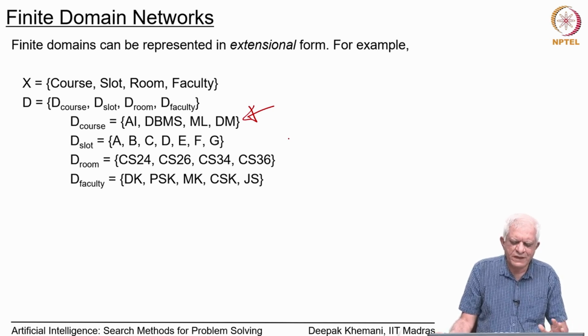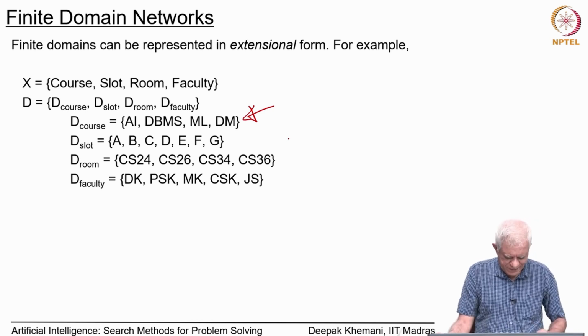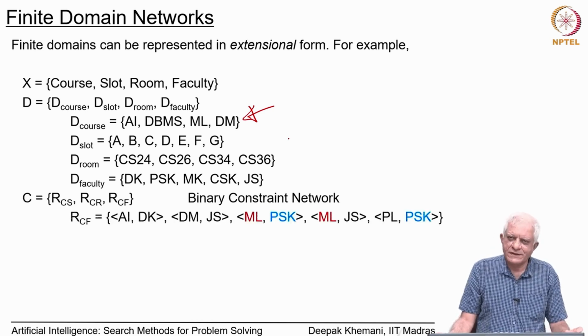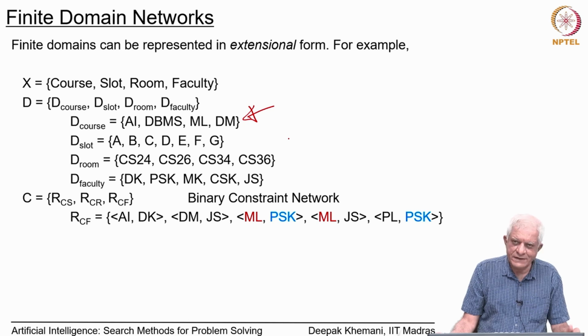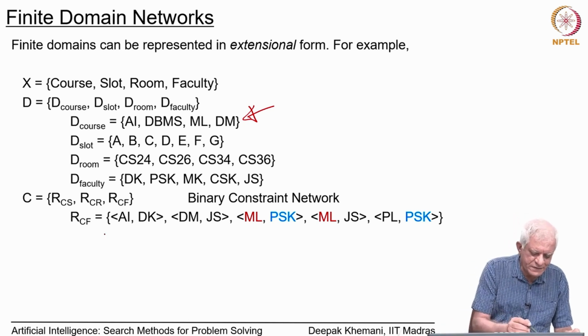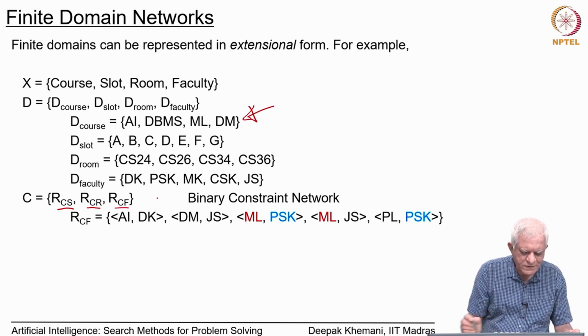So, typically if you are helping your department do course allocation scheduling, you may have to worry about these kinds of things. Here we are talking about a binary constraint network, and the network has 3 relations in it. There are 3 relations: one is between courses and slots, the second is between courses and rooms, and the third is between courses and faculty.